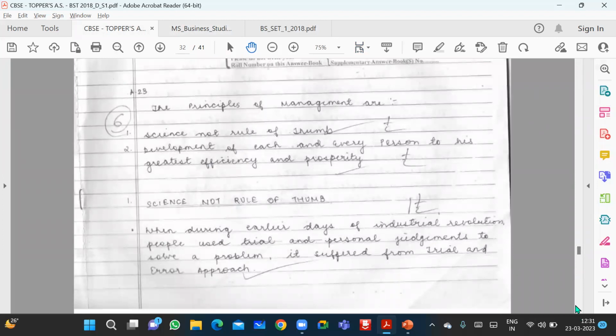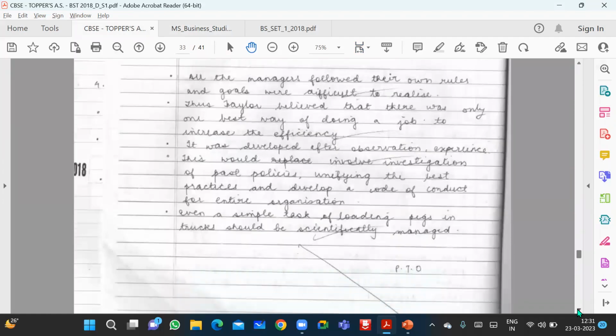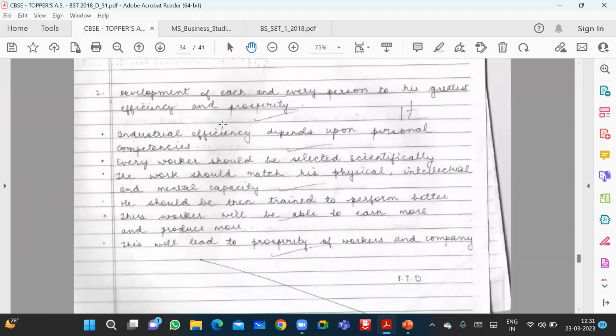And then after that, the student has given the development of each and every person to the greatest efficiency and then explained in detail. Whenever the question is of 5 marks and 6 marks, you should increase the word limit.